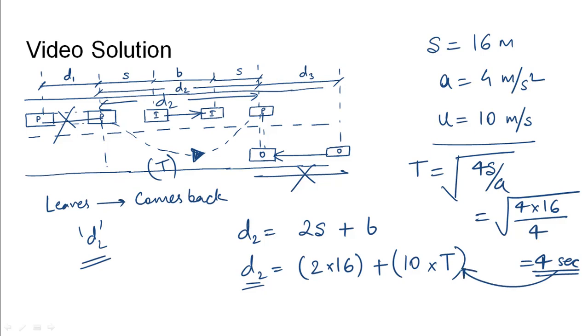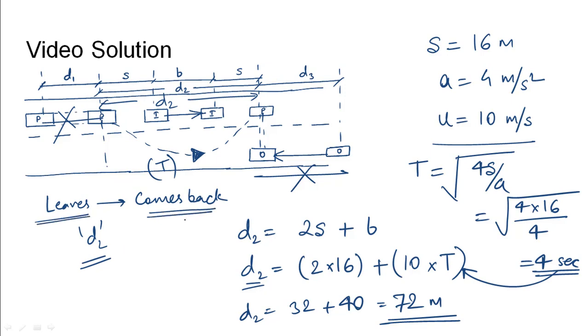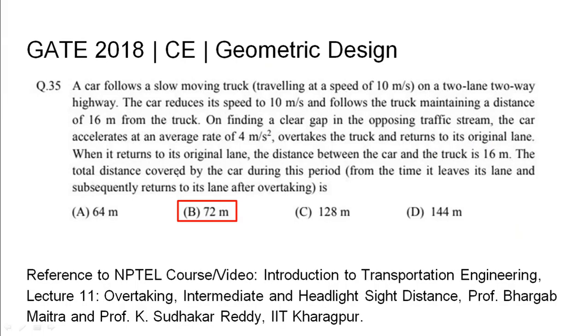Substituting the value of T here, we would get d2 as 32 plus 40, which turns out to be 72 meters. So 72 meters is the distance that the passer will use when it leaves the lane and comes back to its own lane, while maintaining a safe spacing of s, that is 16 meters, from the slow moving truck. So the total distance covered by the car during the period was 72 meters, which is option B. The relevant NPTEL reference has been mentioned.